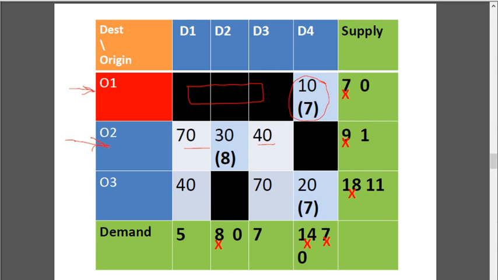This is all about the row minima method. So we shall discuss the other method, the Vogel's approximation method, in the next tutorial.